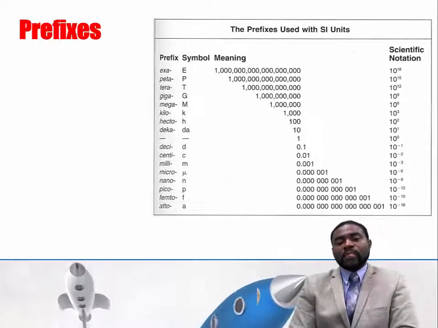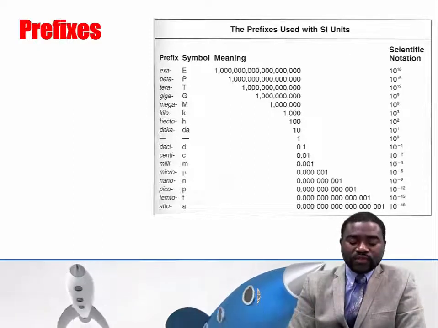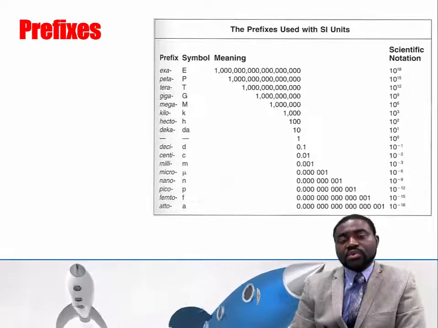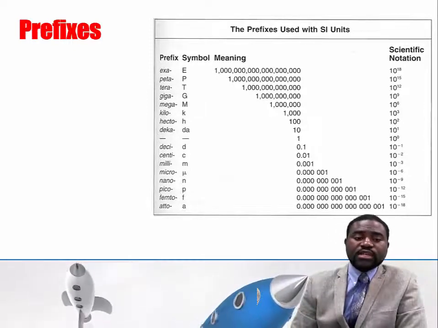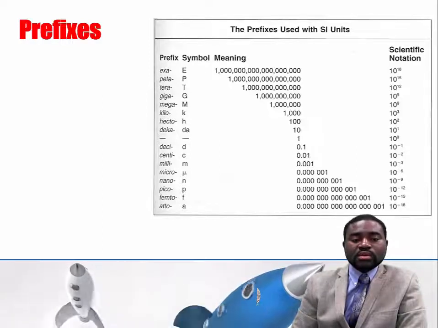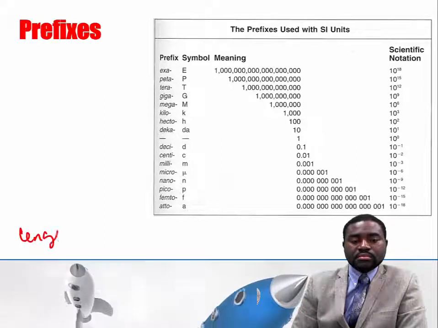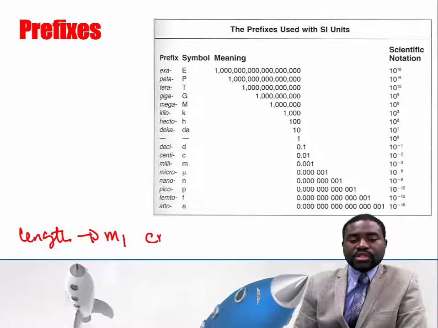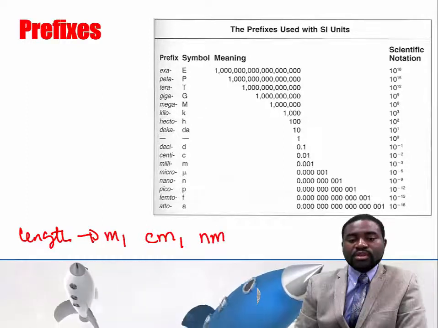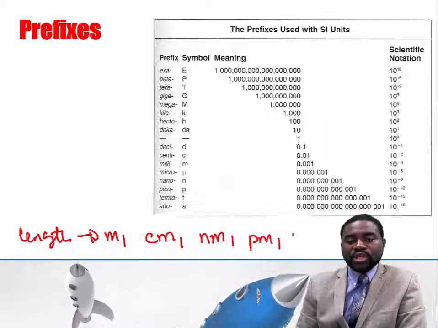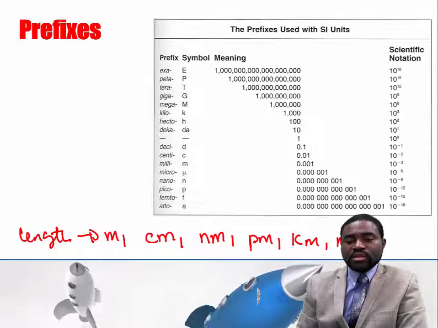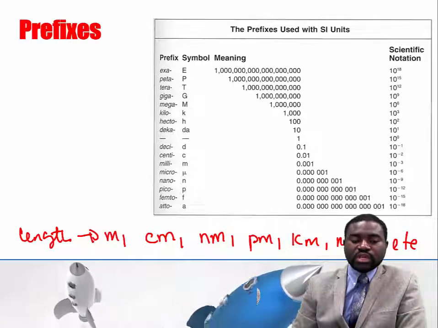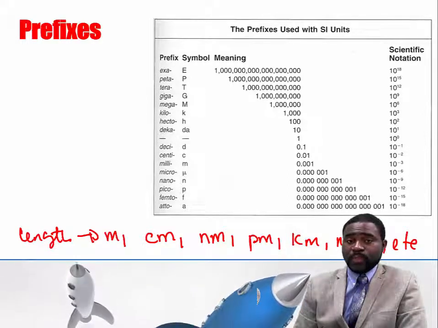Now, sometimes it is critical for you to realize that a given physical quantity can be measured in more than 1 unit. Take, for example, length. The SI unit is the meter. It can be measured in centimeters, in nanometers, in picometers, in kilometers, in miles, etc. So a given physical quantity can have more than 1 unit.